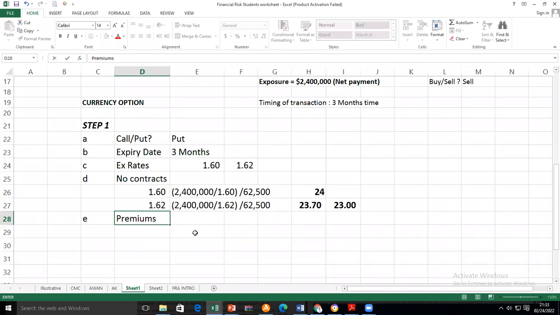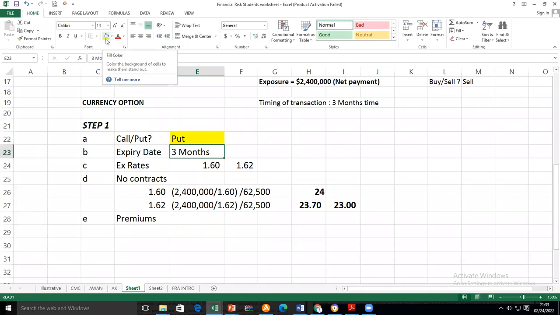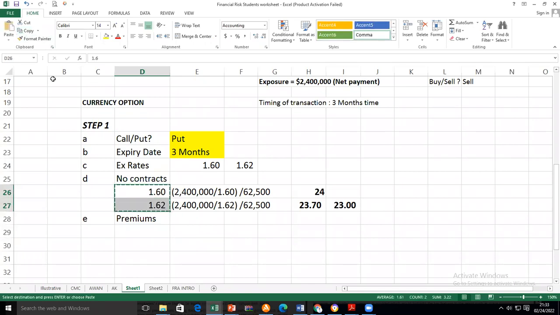Now, one of the things that the marker will check, the things that will give you marks here, this one is very important. That also is important. But also where we have got a lot of marks is on the premium. You need to calculate the premium correctly. So let us now calculate the premium. The premium depends on these two. We have seen that the premiums are different.